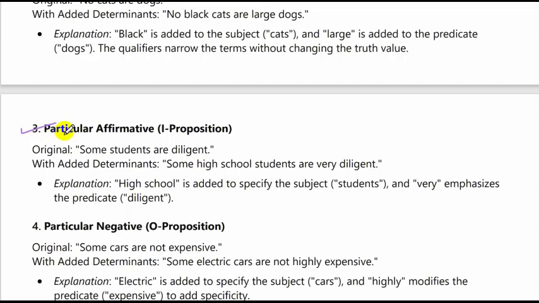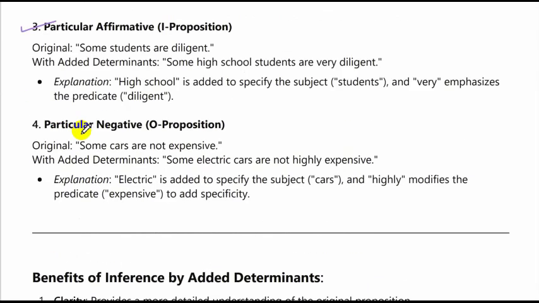Third, particular affirmative I proposition. Some students are diligent. With added determinants, some high school students are very diligent. High school is added to specify the subject, students, and very emphasizes the predicate, diligent.